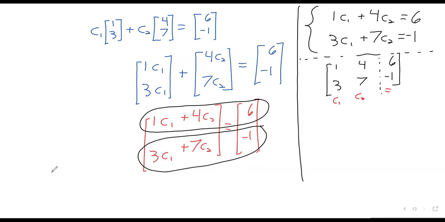And it's a little bit of a nuisance because, you know, Texas Instruments has had a monopoly for decades and have therefore not felt compelled to improve their services, but it's not that bad. It's just gonna take a few more button presses than you might think it should. So that's 1, 4, 6, 3, 7, negative 1.